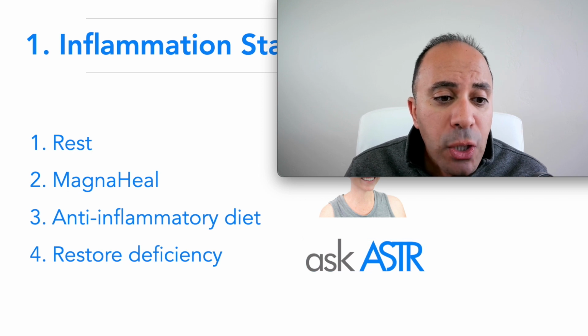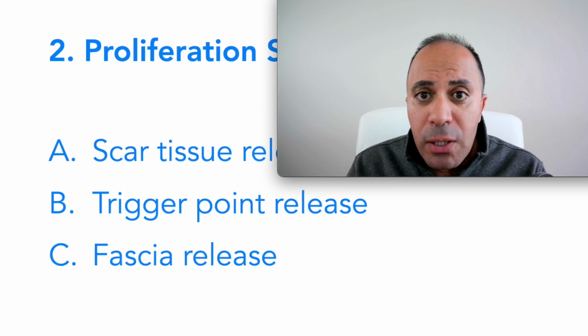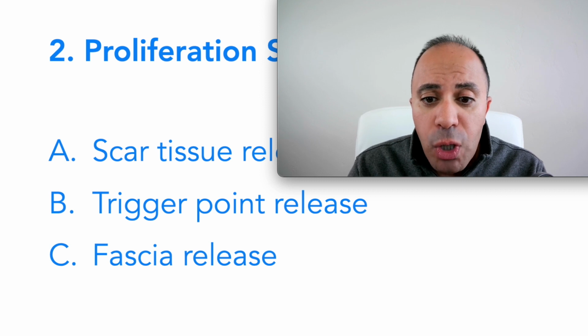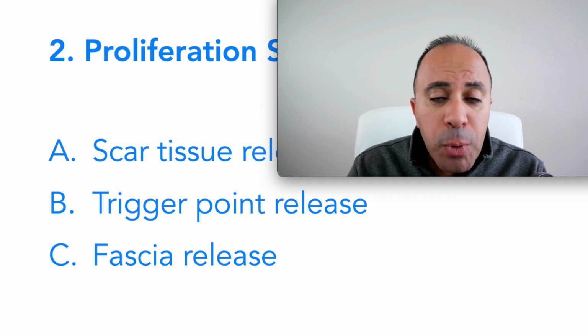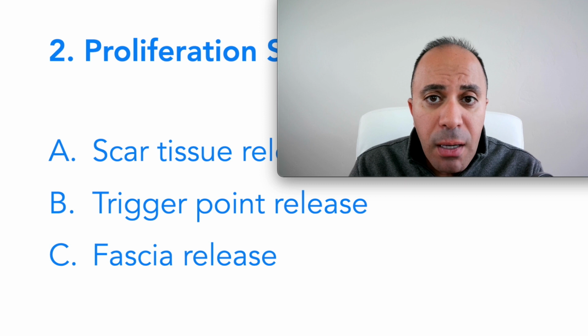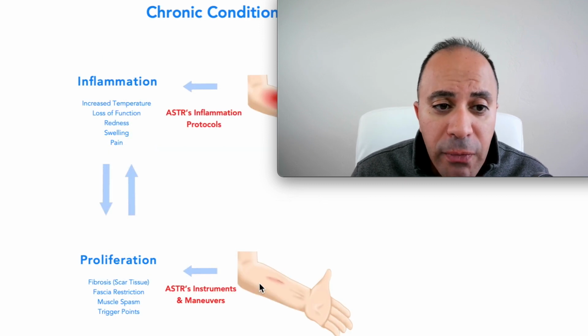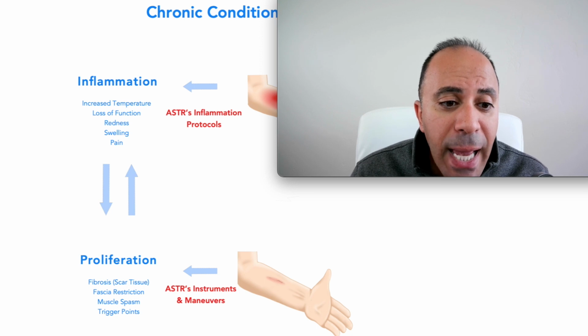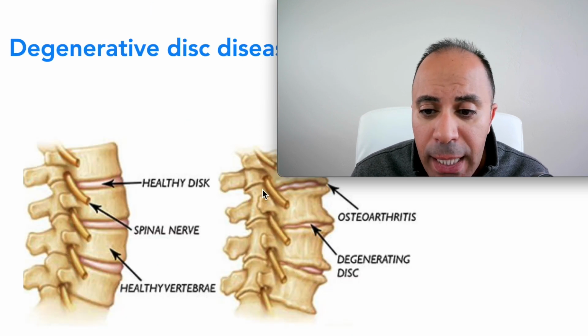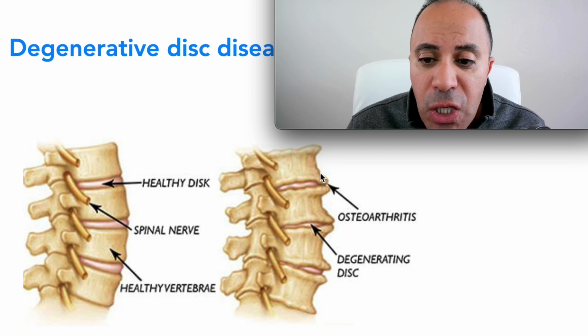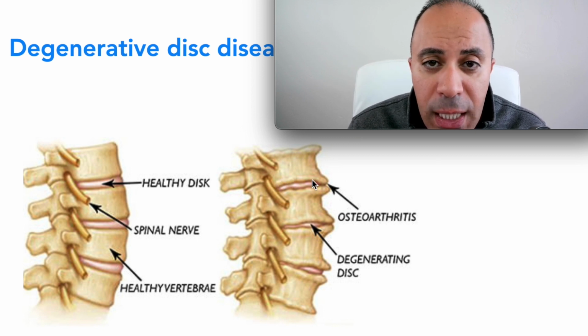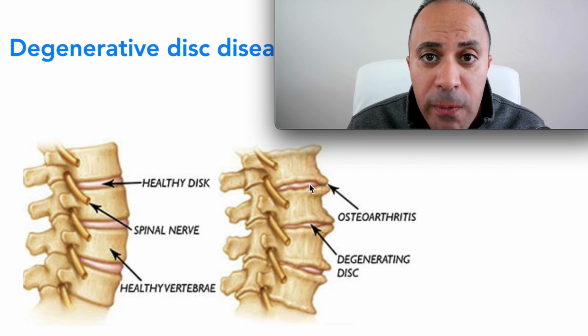So what should we do for the proliferation stage? We need to work on inflammation and at the same time work on the proliferation. In the proliferation stage, we have to break the scar tissue. As I mentioned, with any injury, you're going to build scar tissue and fascia restrictions, and that's exactly what happens internally. When you look here, that is the degeneration, that's the scarring, that's the calcification here. And that usually starts with fibrosis in the vertebra.